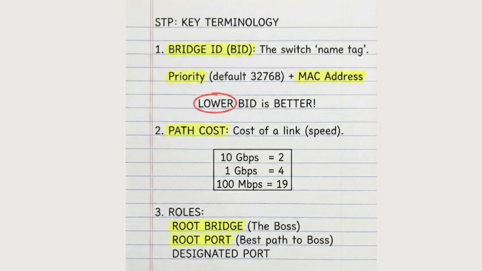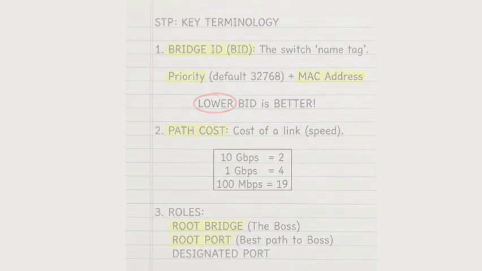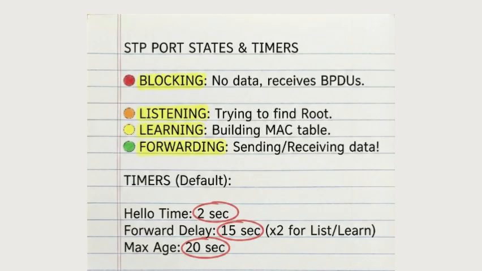Then what? Then it moves into the listening state. Now it's actively participating, trying to figure out its role. Is it on the best path to the root or not? But still, no user data, and it's not learning MAC addresses yet. This state is timed. How long? 15 seconds. It's a hard-coded timer called the forward delay. 15 seconds of just listening.